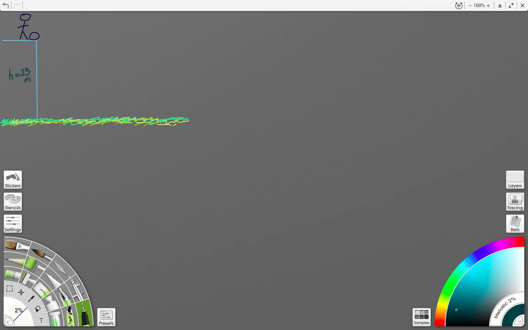Right, so let's do an example for 2D motion. So this will be 2D motion. And what I want to figure out, the question is, how far does the ball travel?